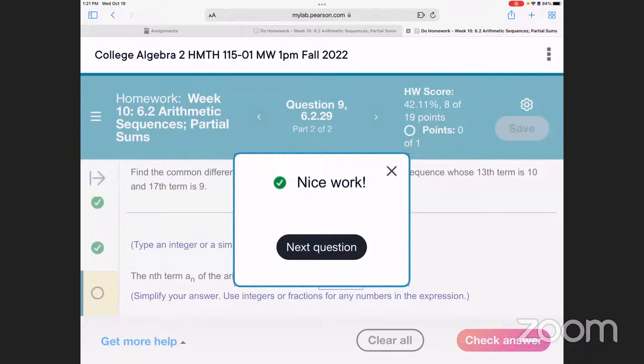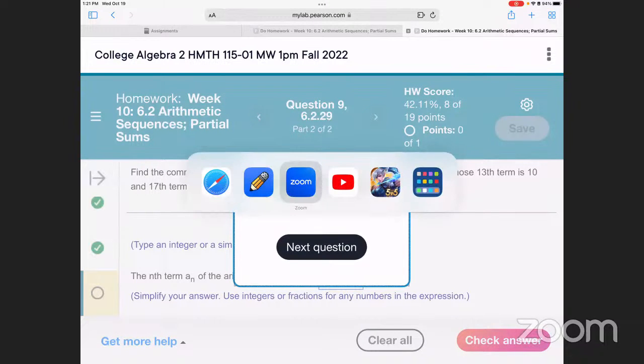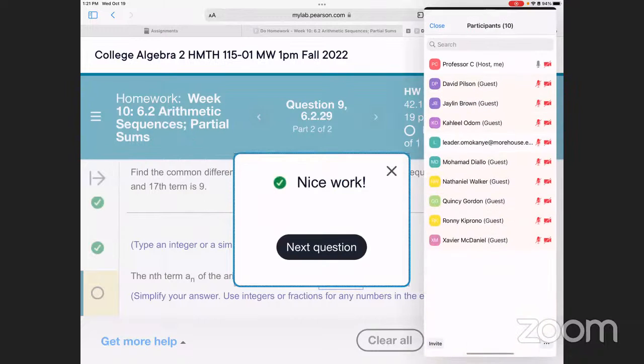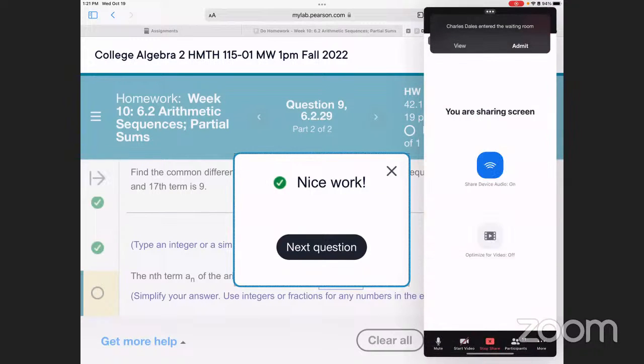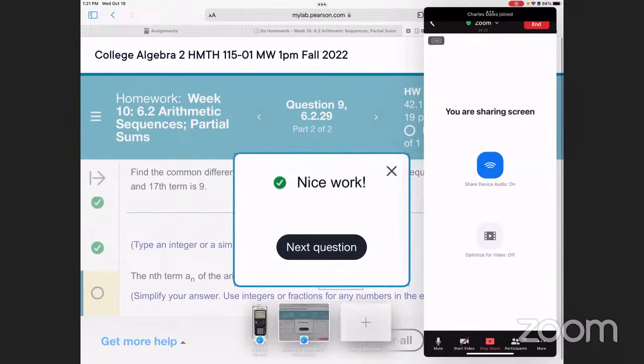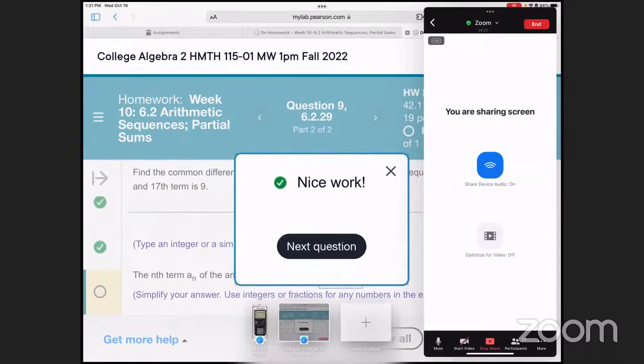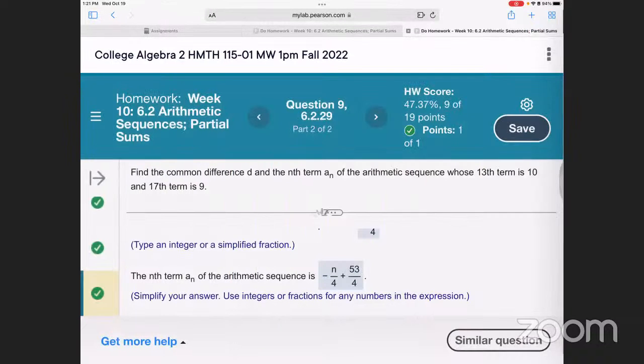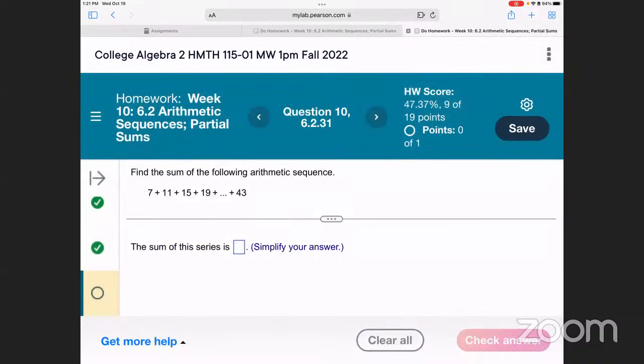Let me just check on you guys in Zoom. Looking good. Okay, that's interesting. Let me let him in. On to the next question. I need to note that before I forget. I just let him in.